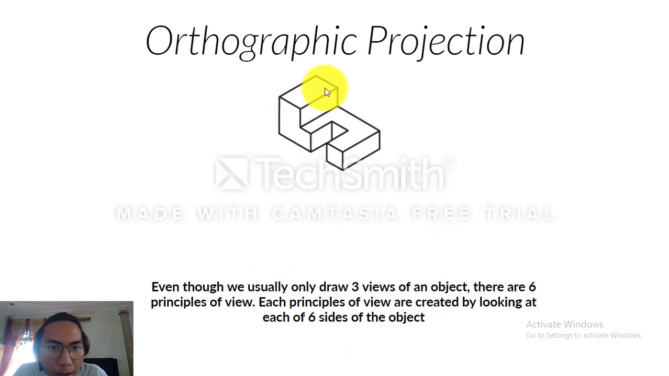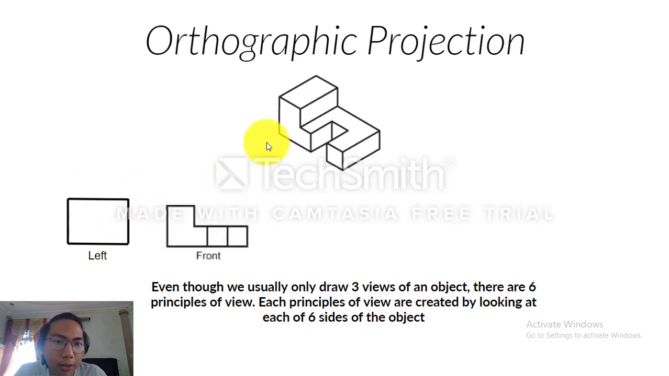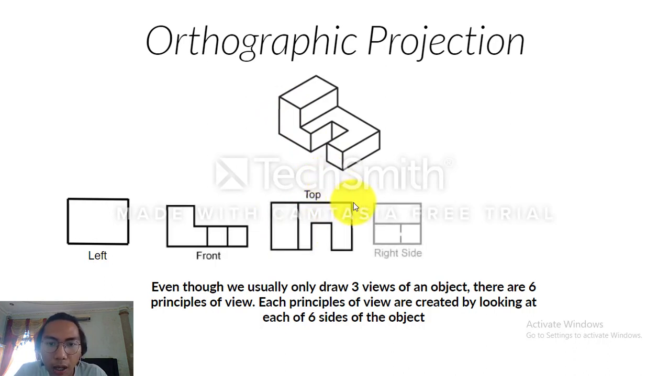This is the example of this object. If we look at the left side, it will be like here. In the left side, most likely the object will look like this in the two-dimensional orthographic projection. And then the front side will be the same as before, and the top also the same, and then also the right side over here, where we will see this one and also this one.